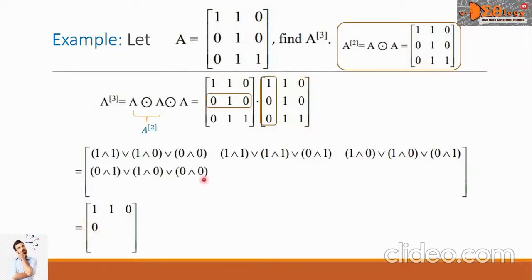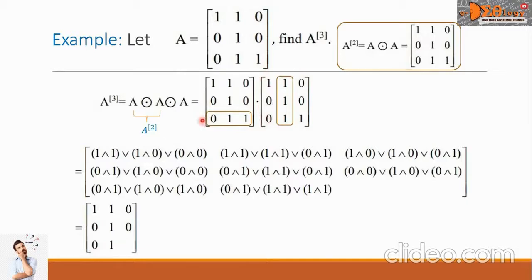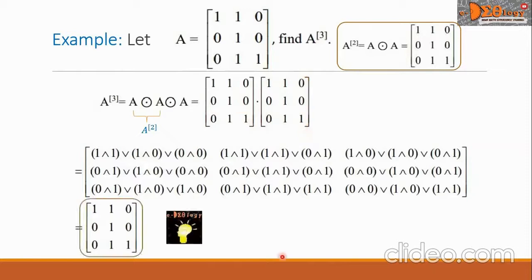The next element here is 0. We multiply the second row by the first column. The next element is 1. We multiply the second row by the second column. Next element is 0. We multiply the second row by the third column. Next element is 0. We multiply the third row by the first column. Another element is 1. We multiply the third row by the second column. The last element is 1. We multiply the third row by the third column. This is now the A power 3 matrix. This is the final answer.